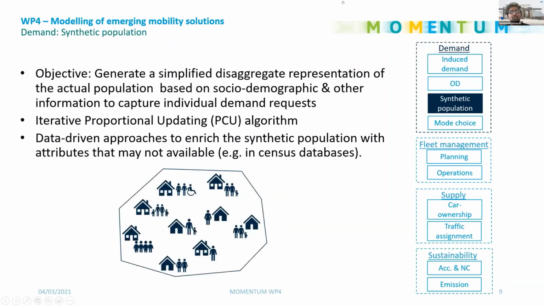Next, we have a module for synthetic population wherein we use an iterative proportional updating algorithm to generate synthetic population using household survey data, socio-demographic data, and existing OD matrix. In case of missing data for certain attributes, we use data-driven approaches to generate them.